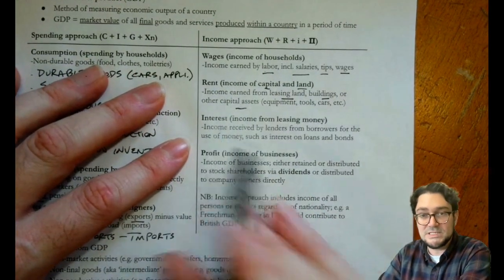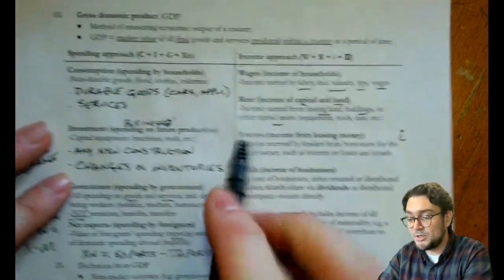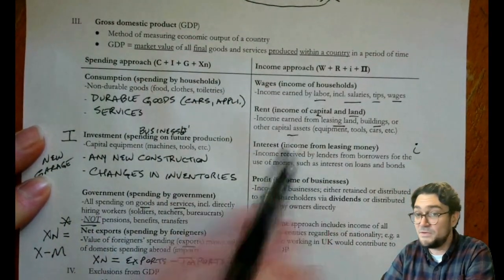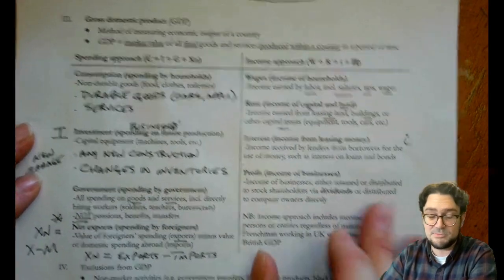Third category is interest, and we abbreviate interest in this class with a lowercase i. We don't use the capital I because we actually used it right over here with investment spending. So these are two different things. Don't mix them up, right? Lowercase i means interest, capital I means investment spending.